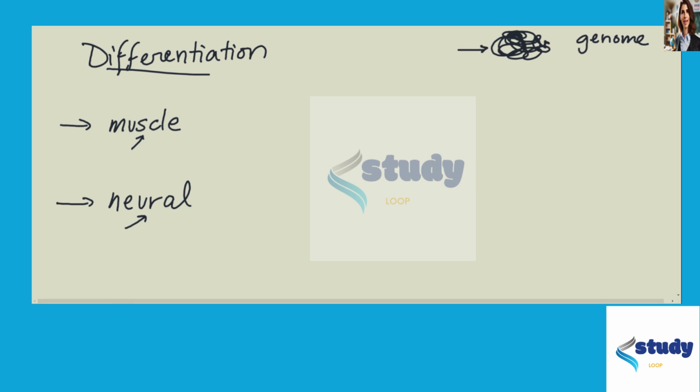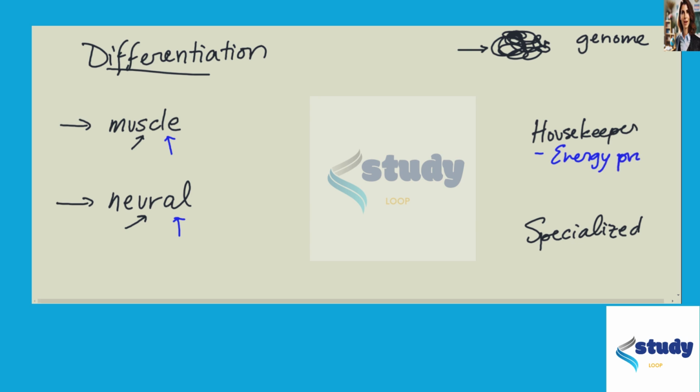And these are going to include the use of two different types of genes. We have housekeeper genes, and we have genes which are more specialized. So these housekeeper genes are responsible for processes similar to every type of cell. So these will be things such as energy production, such as through glycolysis and the citric acid cycle, or it could be through the production of certain proteins needed for, say, the cell membrane.